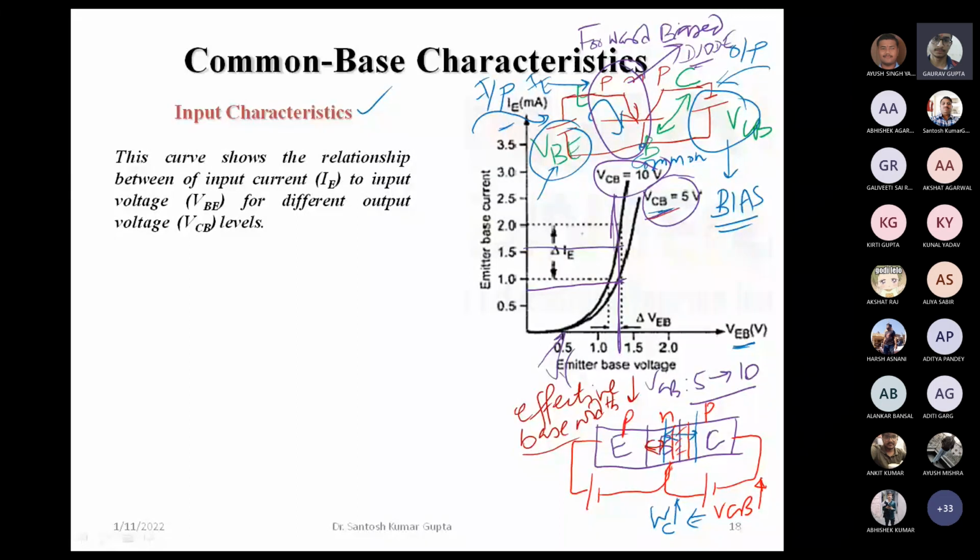So for the same value of VBE, we expect a higher current because of this effect here. That's why we see this kind of characteristics here. So the input characteristic seems to be a function of VCB as well as IE.